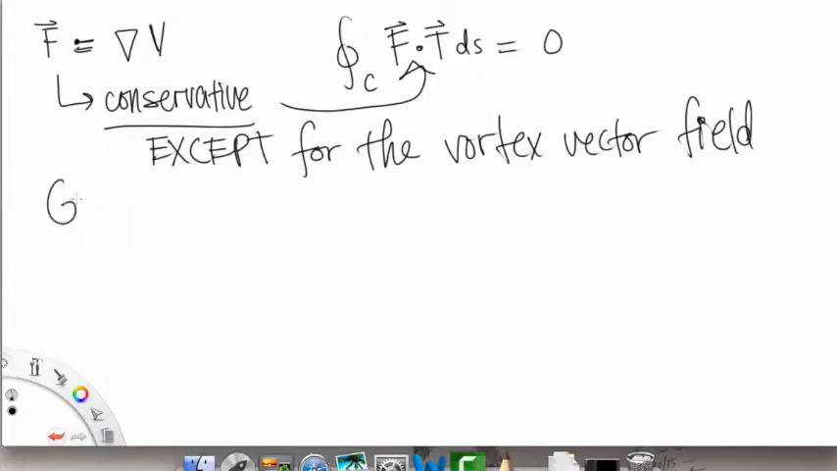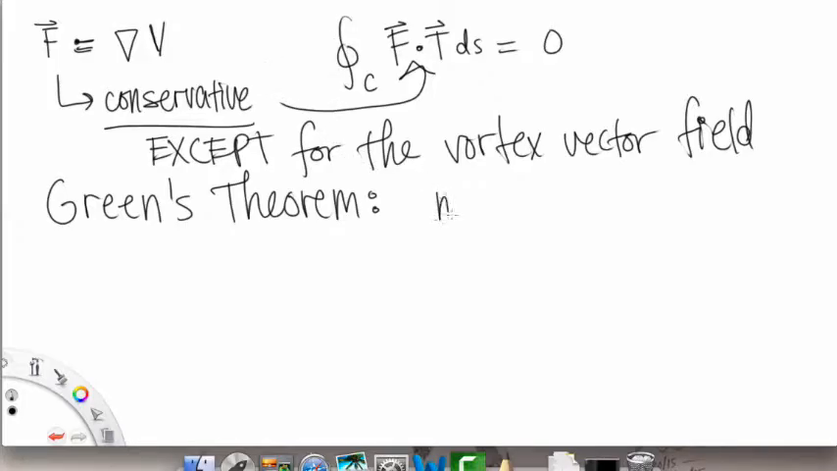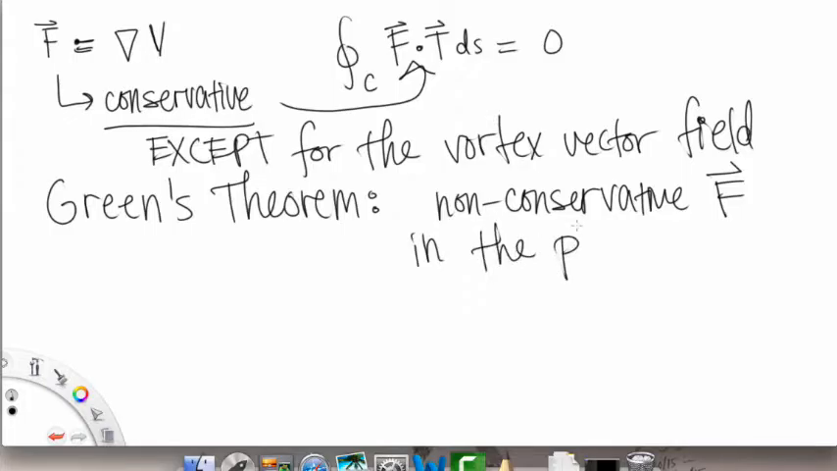But now, Green's theorem is a new concept. What Green's theorem does is it tells us what happens when we have a non-conservative vector field. I'll just write F with an arrow for the vector field. And specifically, it's for non-conservative vector fields in the plane, which we're considering as two-dimensional. Basically, I'll start writing an important condition on the next slide.